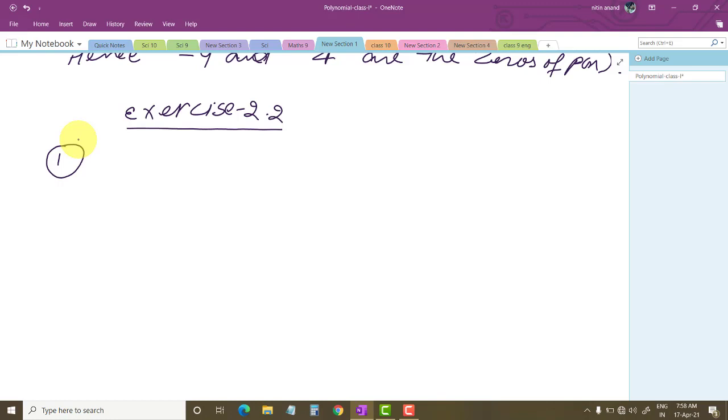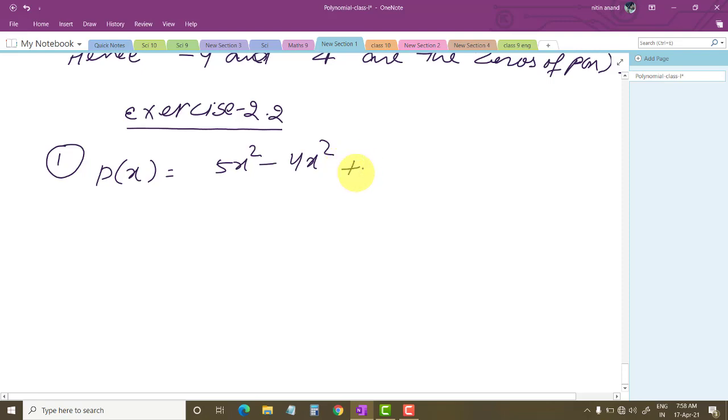That means the first question says, suppose this is a polynomial in terms of x, we write it as 5x square minus 4x square plus 3. We have to find their value at x is equal to 0.